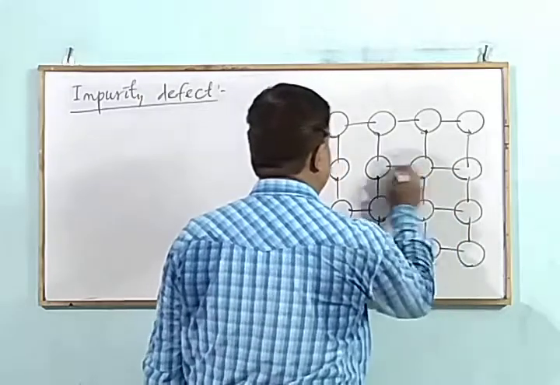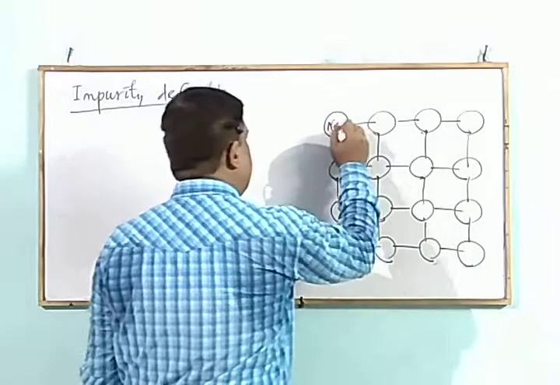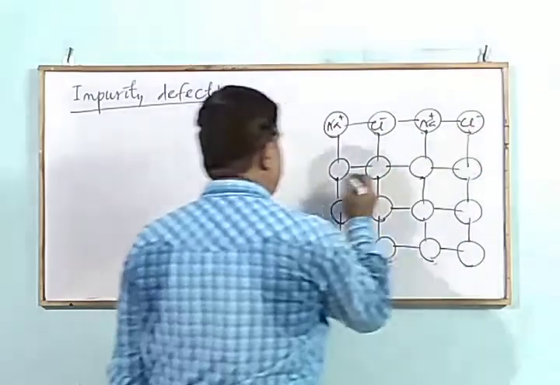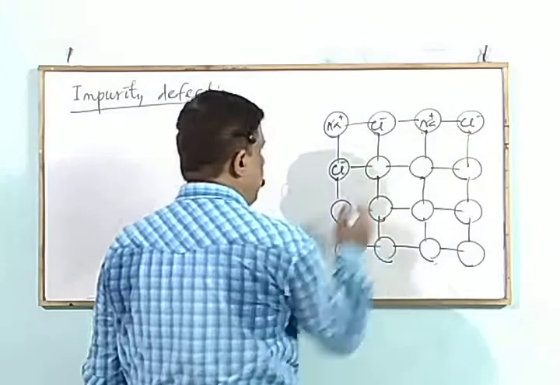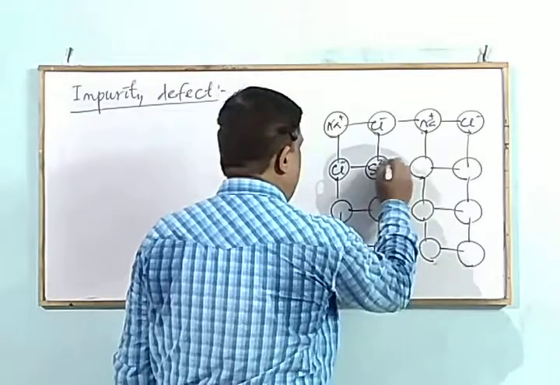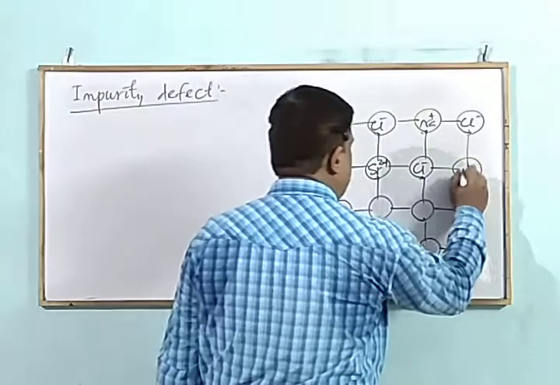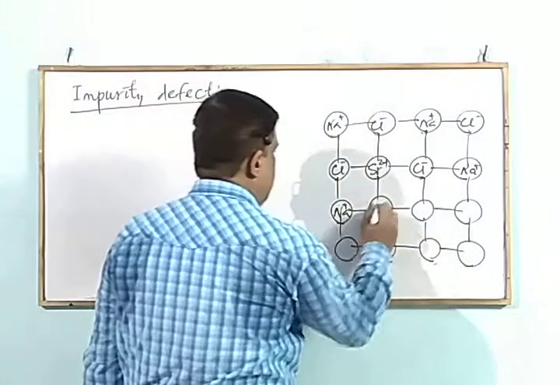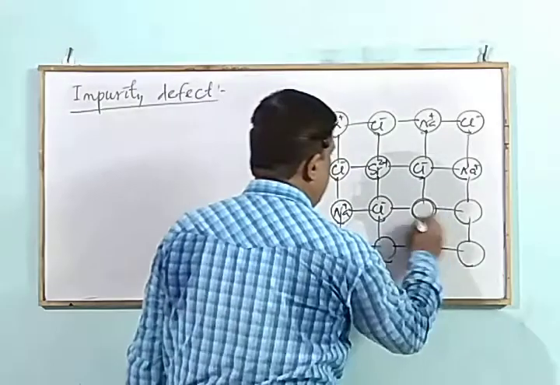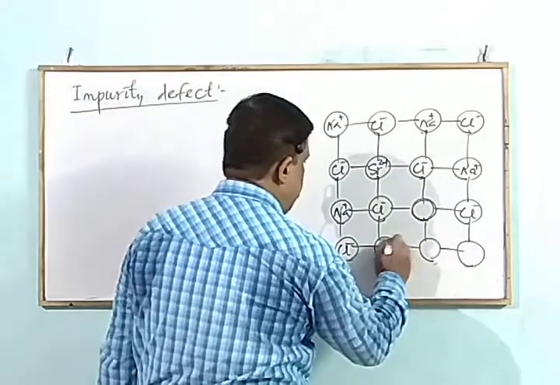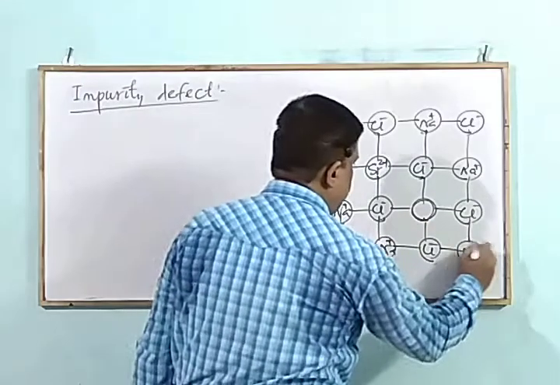Mark that the sodium chloride crystal, Na plus Cl minus, Na plus Cl minus, Cl minus, Sr2 plus, Cl minus, Na plus, Cl minus, Na plus vacant, Cl minus, Na plus, Cl minus, Na plus.